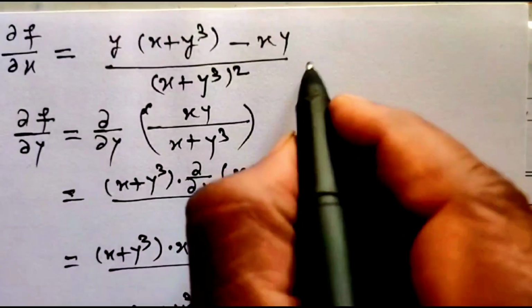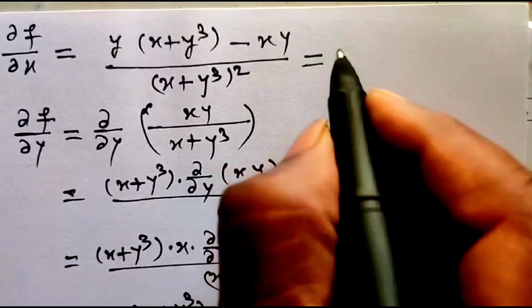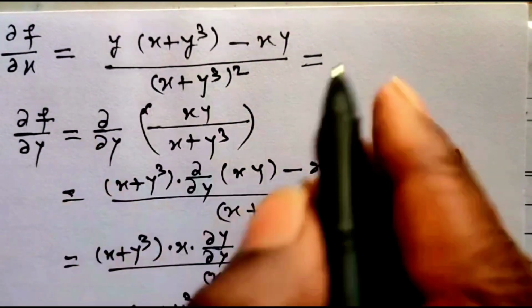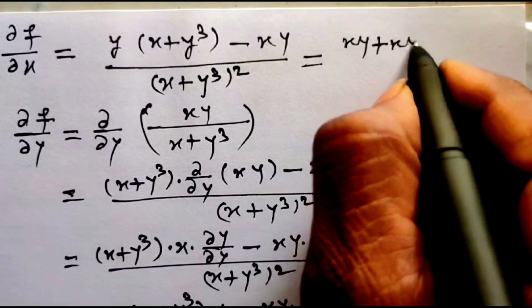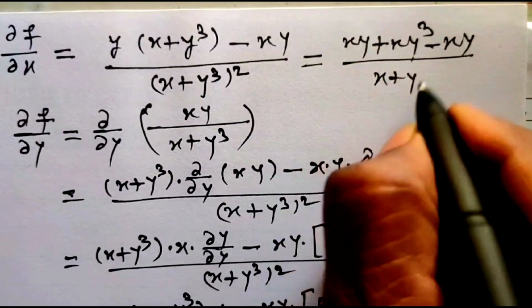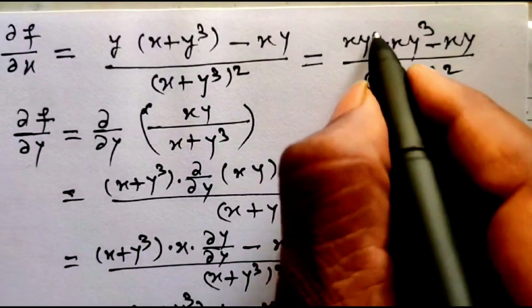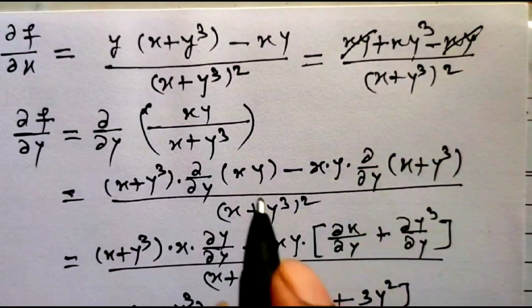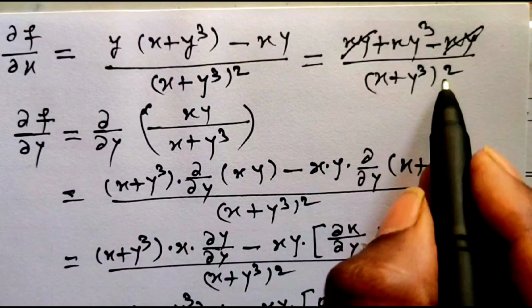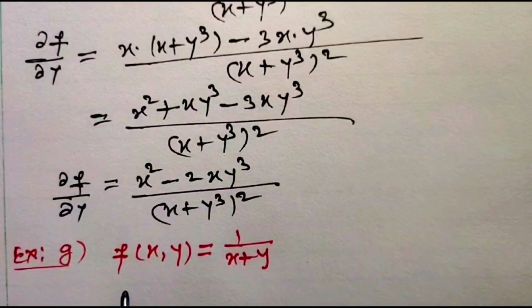If you want, you can simplify the partial derivative of f with respect to x also. You can take multiplication by y with this bracket: xy plus xy cube minus xy, divided by (x plus y cube) its square. Now here plus xy and minus xy get cancelled. Remains only xy cube divided by (x plus y cube) its square. Okay. Let us solve example number G.